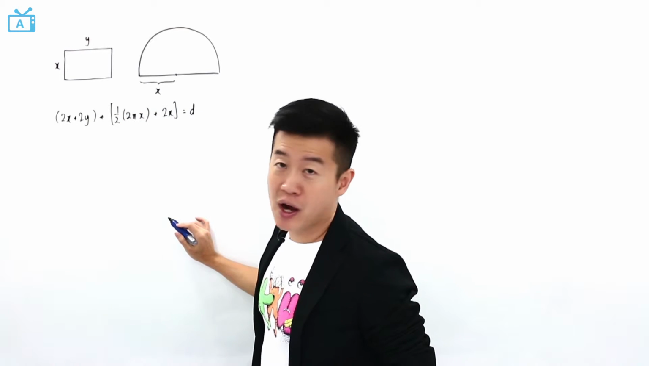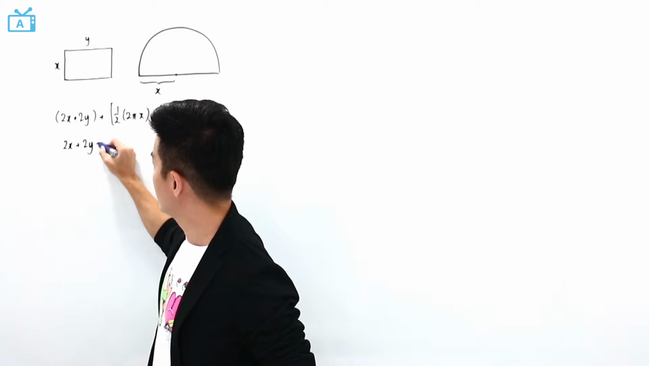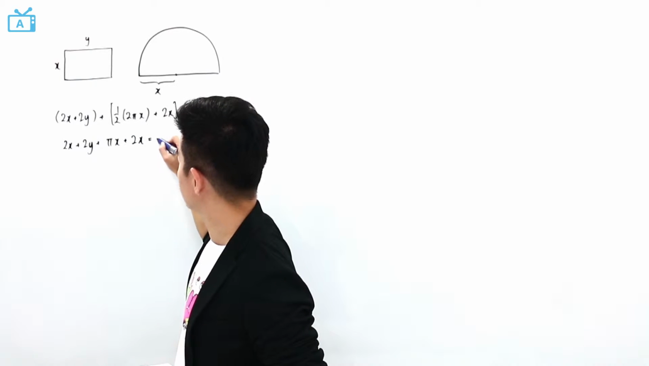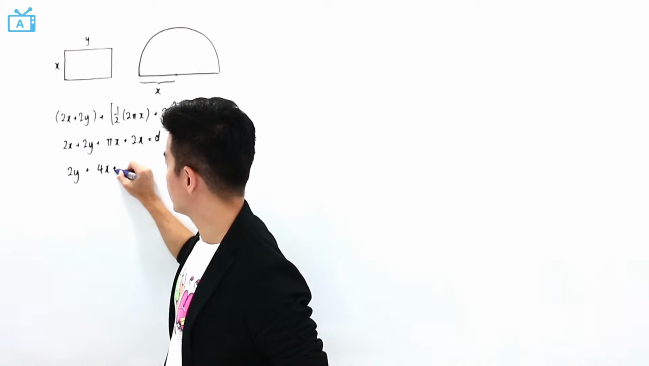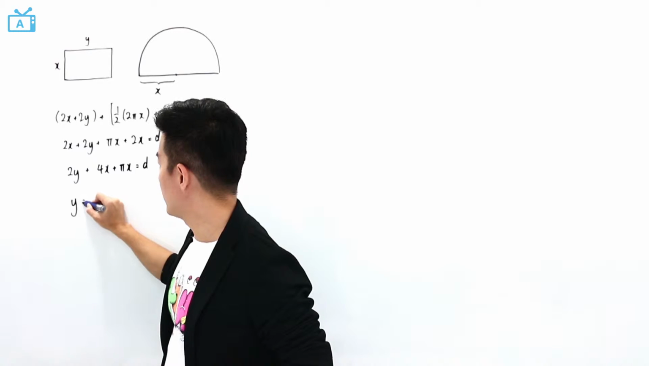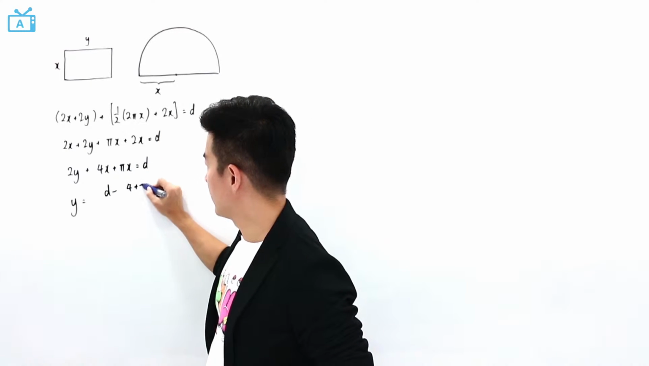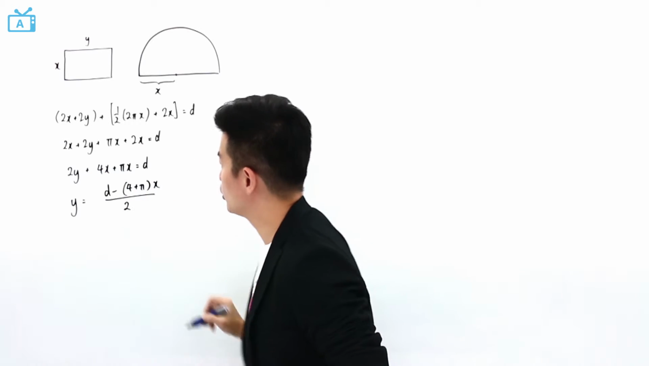I'm going to try to make y the subject. So 2x plus 2y plus this, pi x plus 2x, is equal to d. So 2y plus 4x plus pi x is equal to d, which means that y is going to be d minus away this, which is 4 plus pi, of x, divided by 2.